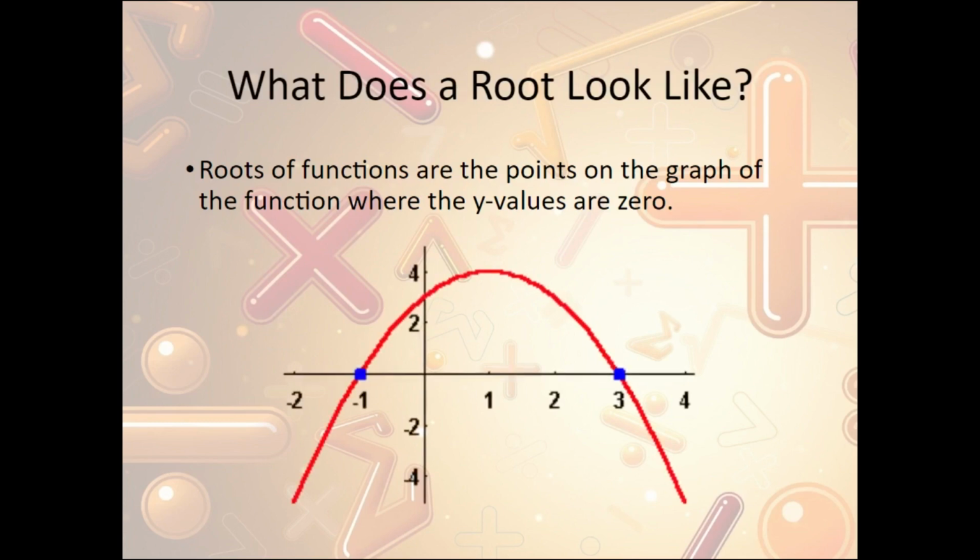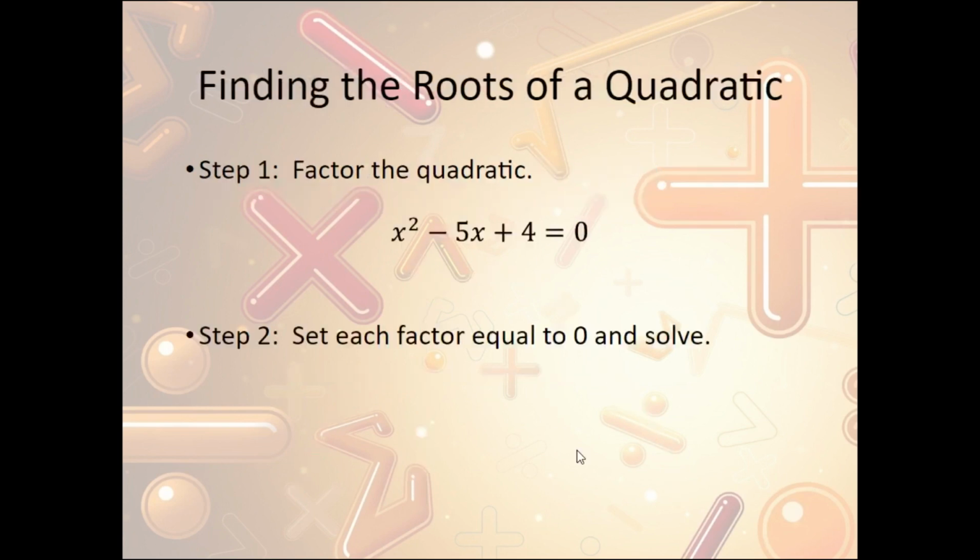So what does a root look like? It's an x-intercept, or where the line crosses the x-axis. So it crosses here, and then it comes back down and crosses here. We call those the roots. So how do we find the roots of a quadratic? Well, the first step is to factor the quadratic. Factor it any way you can, and then solve for the roots.